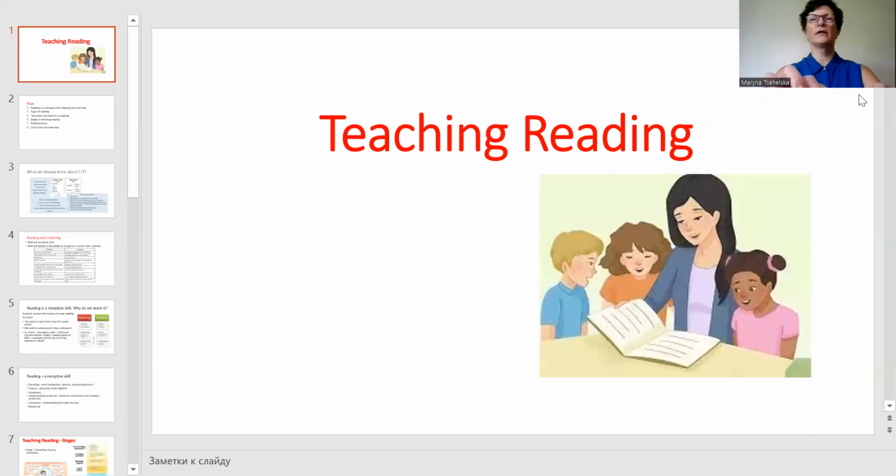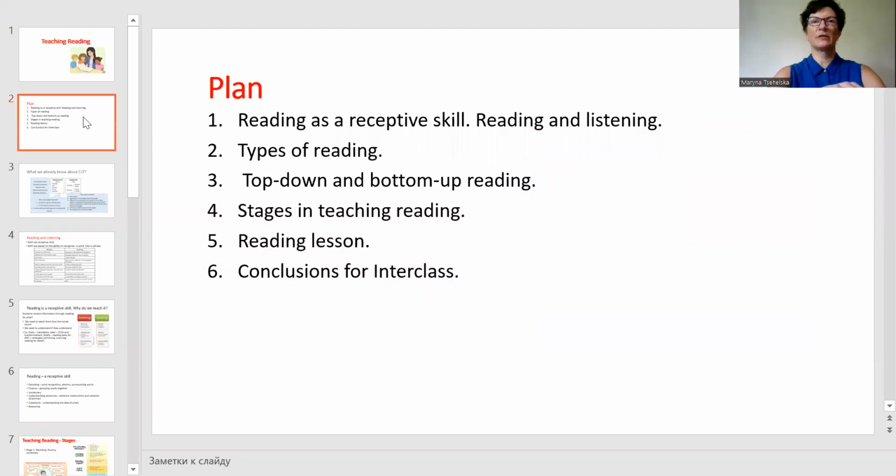Hello and welcome to the session about teaching reading. In this session, we'll talk about reading as a receptive skill and we'll compare it to listening. We'll talk about types of reading, about top-down and bottom-up reading, about stages in teaching reading, a reading lesson, and we'll make conclusions for Interclass.